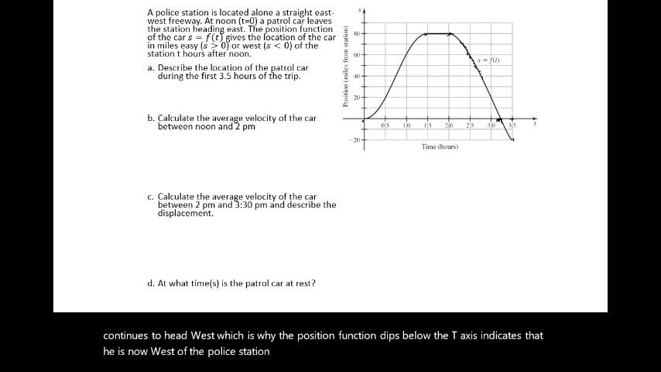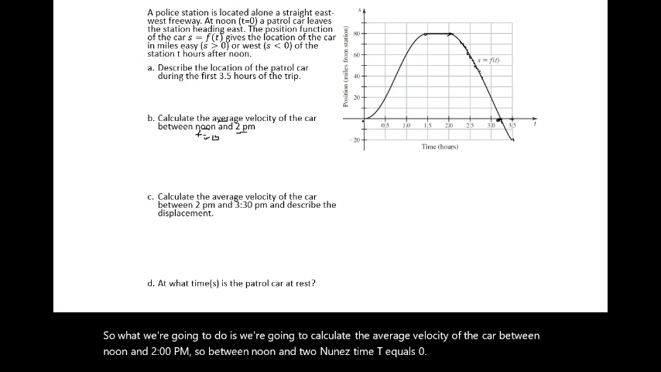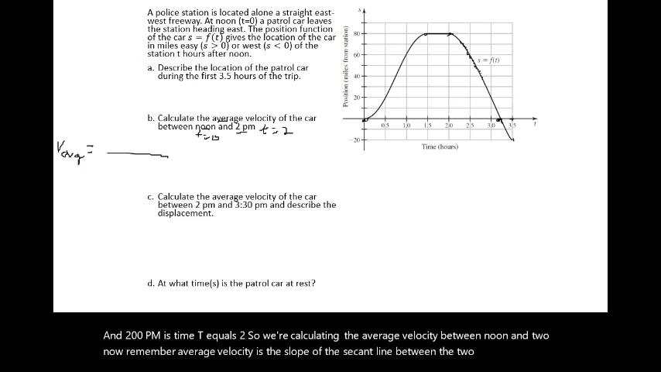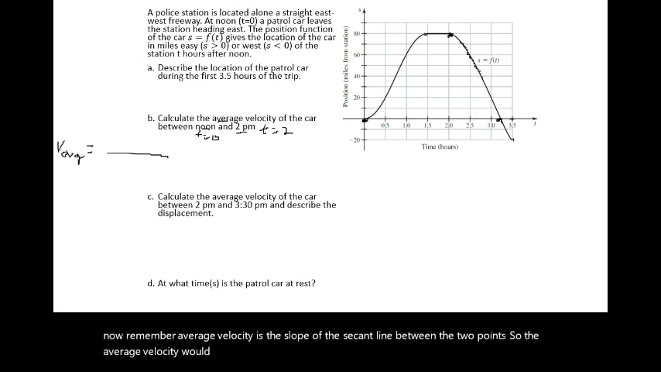Now we're going to calculate the average velocity of the car between noon and 2 p.m. Noon is time t equals 0, and 2 p.m. is time t equals 2. Remember, average velocity is the slope of the secant line between the two points. So the average velocity would be the slope of the secant line between noon and 2.